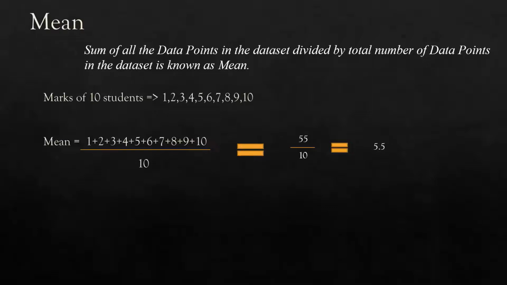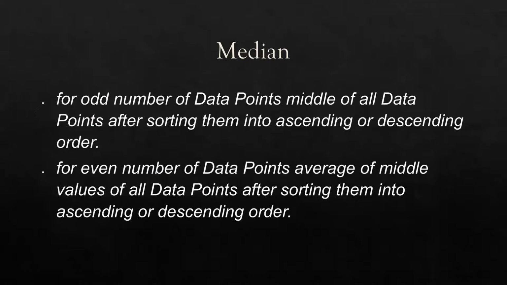So, mean, it can also be known as average. Now, mean is the sum of all the data points divided by the total number of data points in the data set, right? So, for example, I have taken marks of 10 students in a subject. Now, I will calculate the sum of these 10 data points, and then I will divide by the total number of data points, that is 10. Now I will get the average marks, that is 5.5. This is our mean.